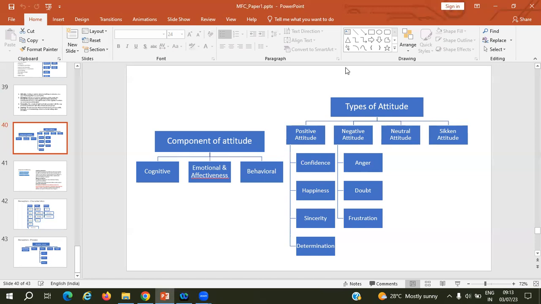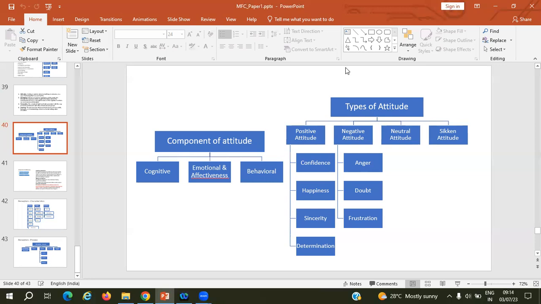One person is behaving something or expressing something from emotion that affects surrounding, or a person is thinking something. So all these are different components of attitude. Different types of attitude, that's what I discussed.